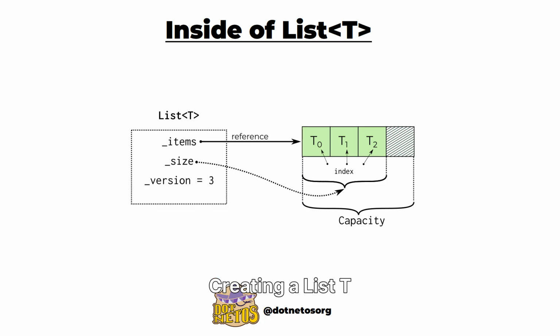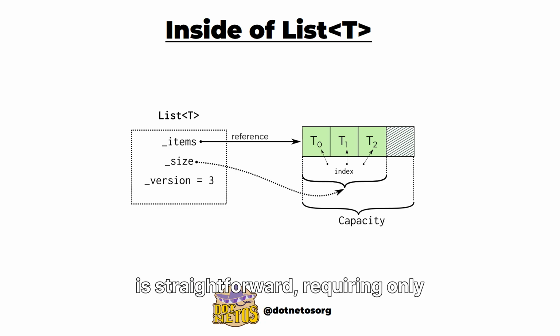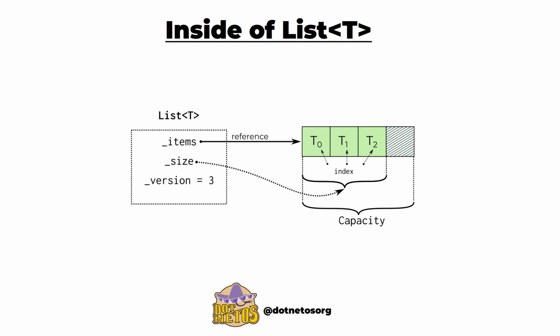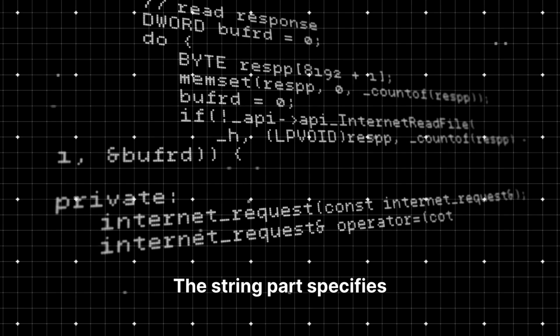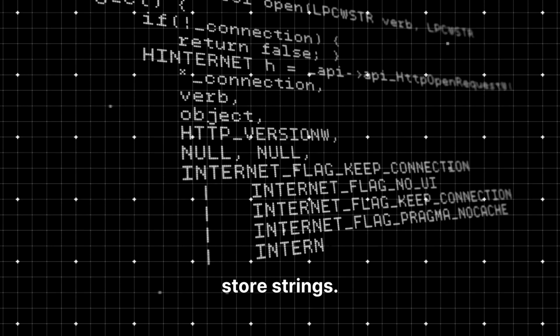Creating a List<T> is straightforward, requiring only the type of elements it will hold. For example, List<string> namesList = new List<string>() creates a list for strings. The string part specifies that this list will store strings.